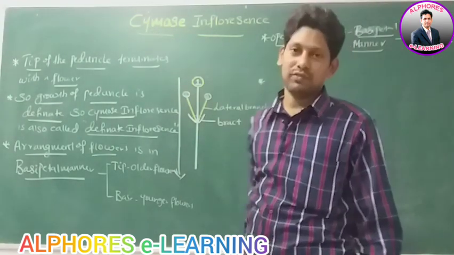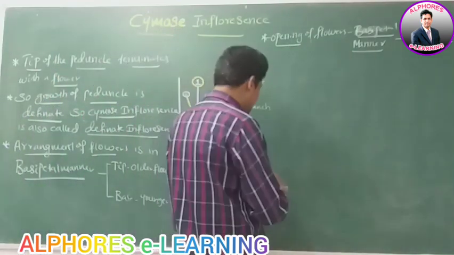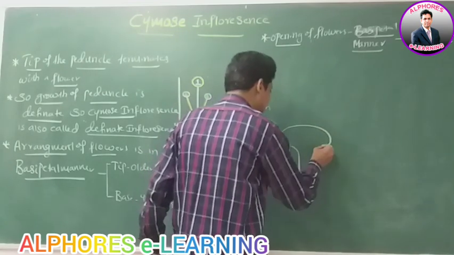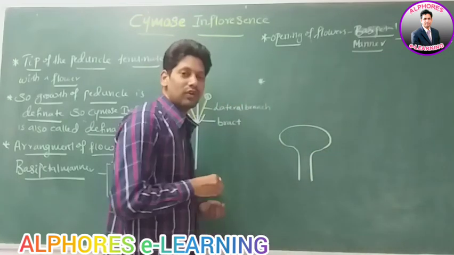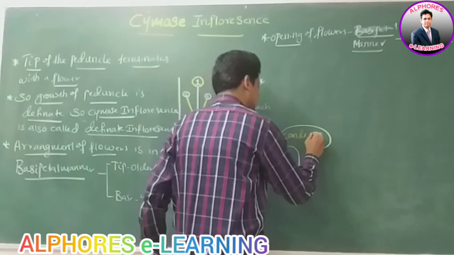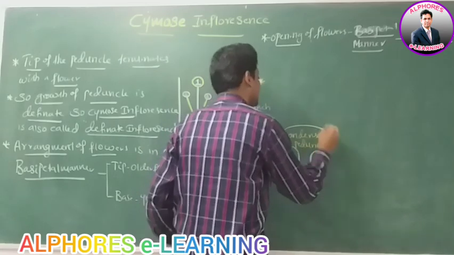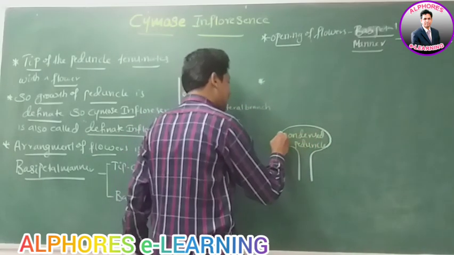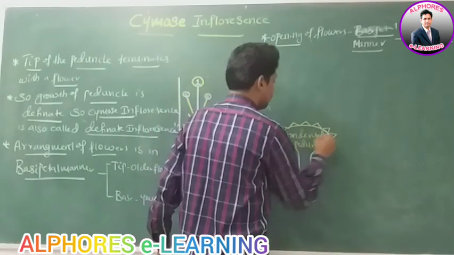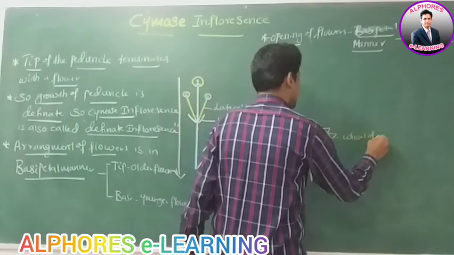In cymose inflorescence, if the peduncle is condensed, then what happens? Bracts come close to one another and form a leaf bract. Yes or no?